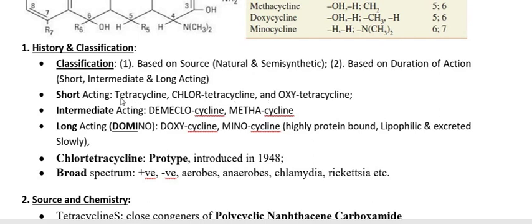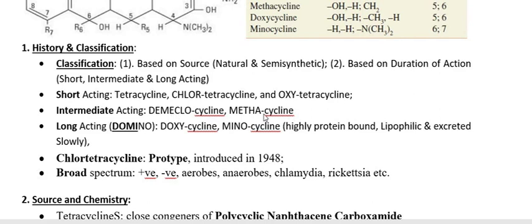You only have to recall tetracycline. For the other two, you only have to put the chlorine group and the oxy group, so the names are chlortetracycline and oxytetracycline respectively. So the short-acting tetracyclines are tetracycline, chlortetracycline, and oxytetracycline. Now we shift to the intermediate-acting tetracyclines. There are two types: demeclocycline and methacycline.